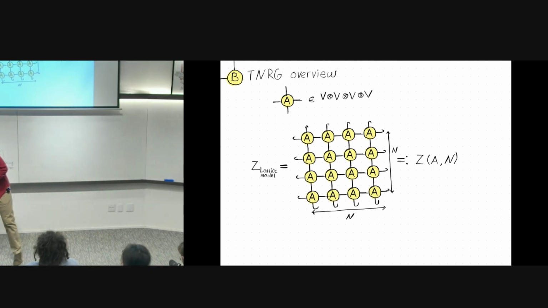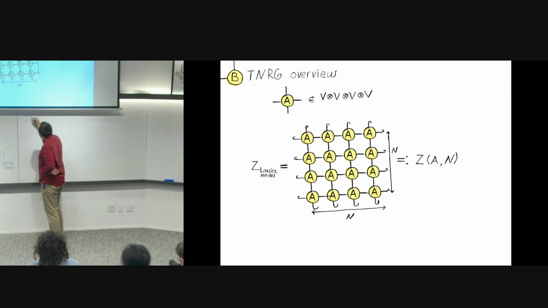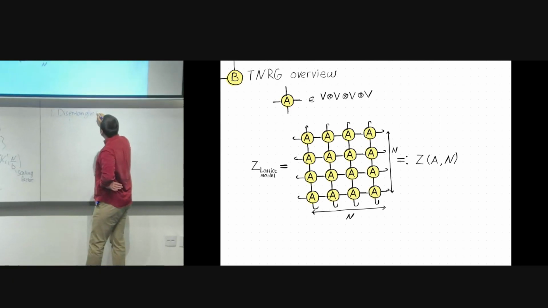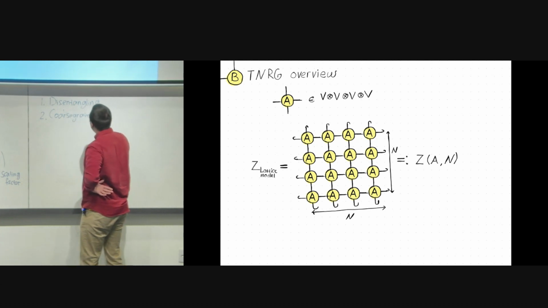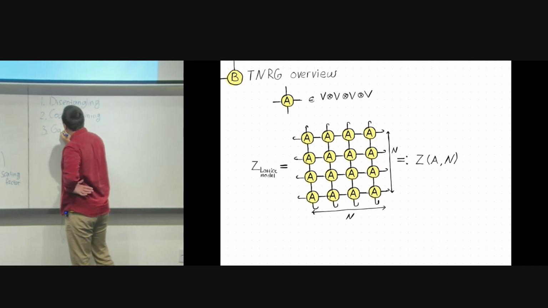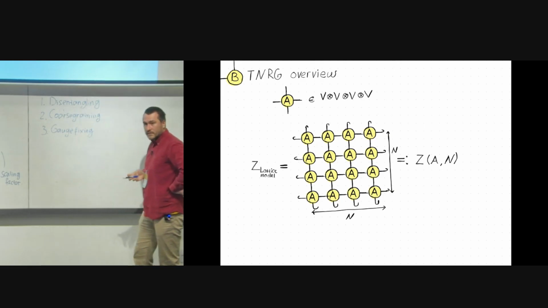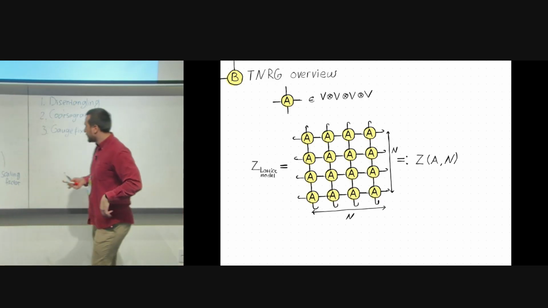And OK, typical RG step consists of, now it's a TNRG crash course right now. A typical RG step consists of 3 things. It consists of disentangling, coarse graining, and gauge fixing. Just to be clear, this is in Euclidean signature? Yes, everything is Euclidean. It's 2D classical StatMech.